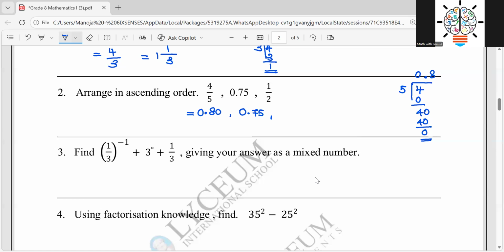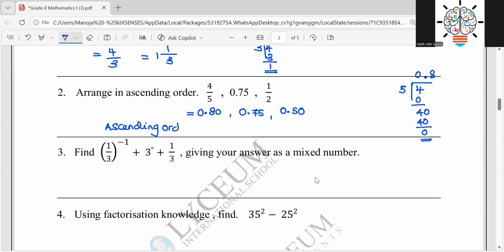1/2, we don't want to divide and get, we know that it is 0.5. So then I write 0.50. Now you can see which is smaller and which is bigger. So then I write the ascending order.